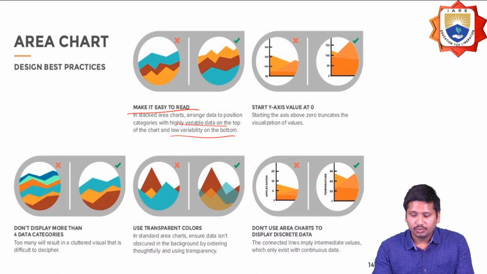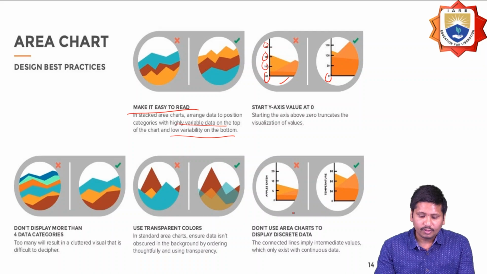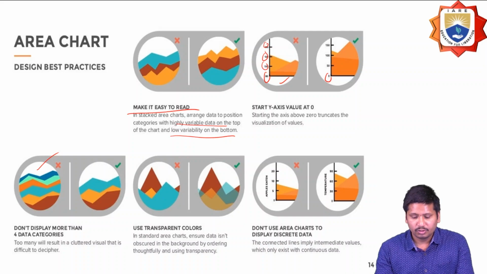Start the y-axis value at 0. Many people consider that the value need not start at 0, but preferably you should start with 0. And don't display more than 4 categorical values. If I show more than 4 categories, the image does not look that good.